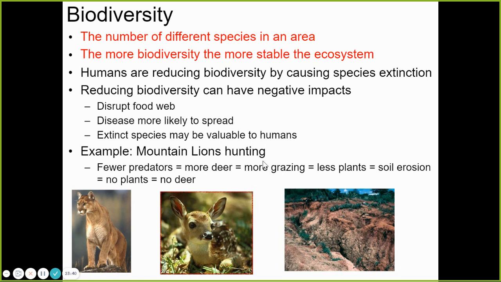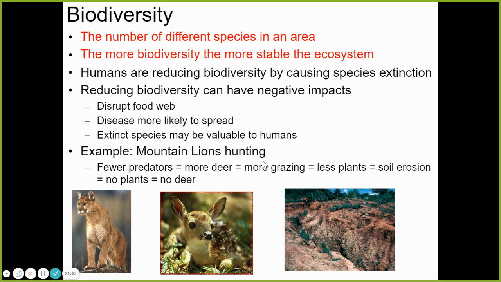Mountain lions were hunted in different areas to almost extinction. And here are some of the effects. As the mountain lions were removed, that reduced predators on deer. So deer populations increased. As deer populations increase, they require more food, so they overbrowse the plants, reducing the level of plants in the ecosystem. As there were fewer plants available, there were fewer roots holding onto the soil, so it eroded more quickly. As the soil erodes more quickly, there are fewer plants available. As there are fewer plants available, there can't be as many deer supported.